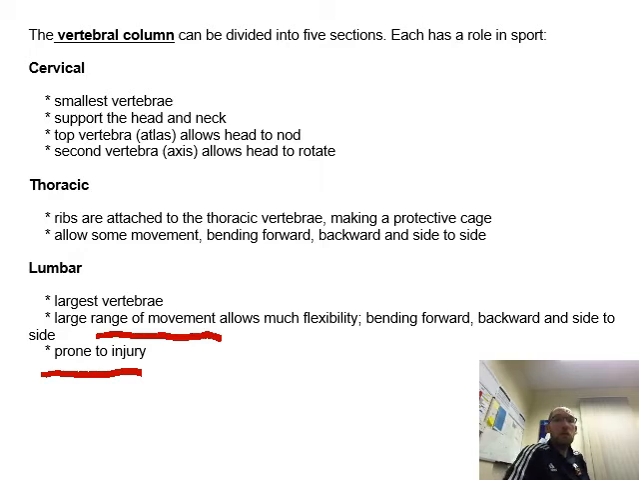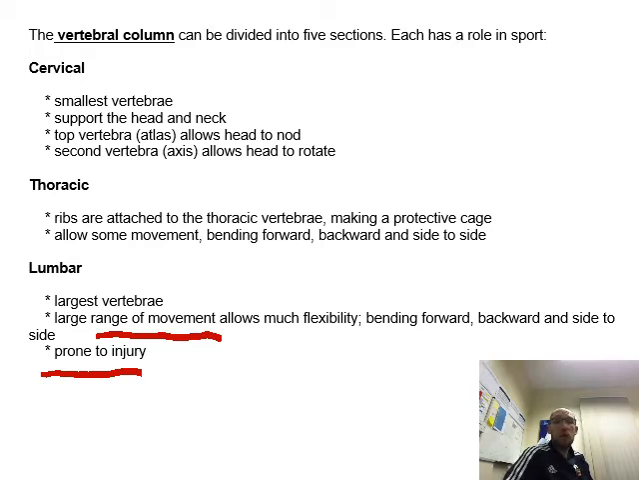Right, so now look at the vertebral column. So the vertebral column is your spinal cord, which runs from the bottom of your cranium all the way through to basically your bum. Okay, so it's split into different areas. The first one is the cervical. Okay, that is the smallest vertebrae. It supports your head and your neck, so right at the top here. And it allows your head to nod and move side to side. So it gives you a bit of movement.